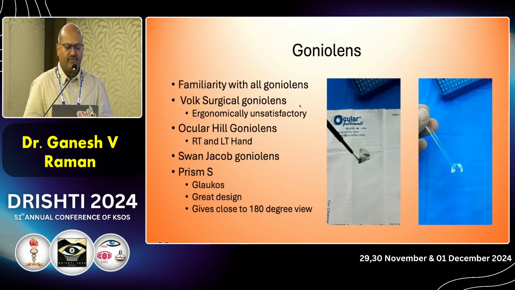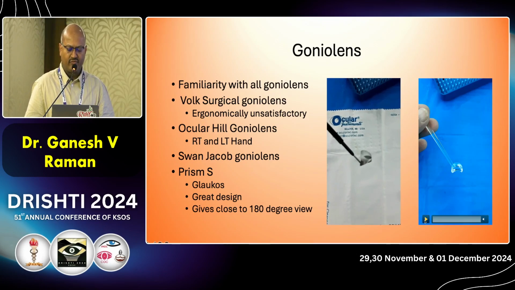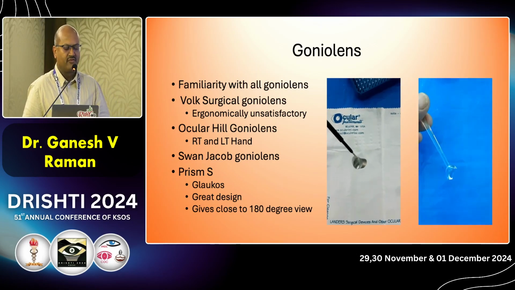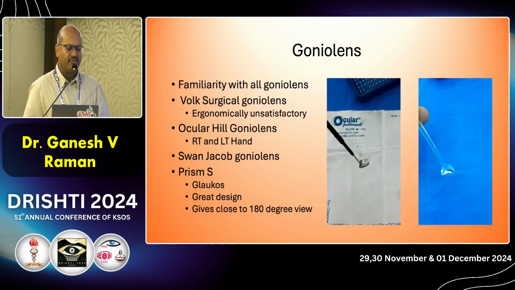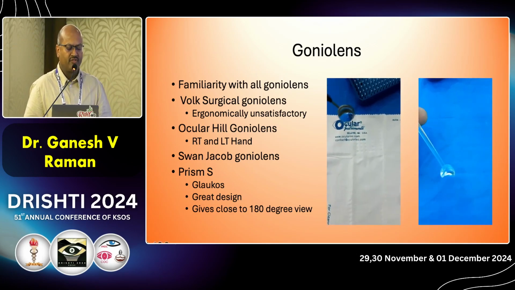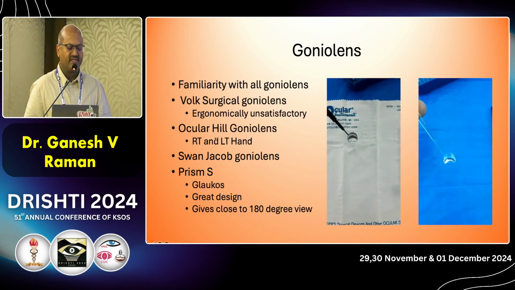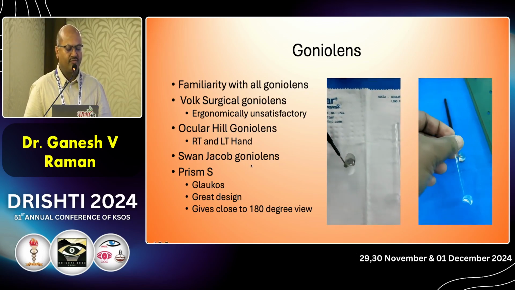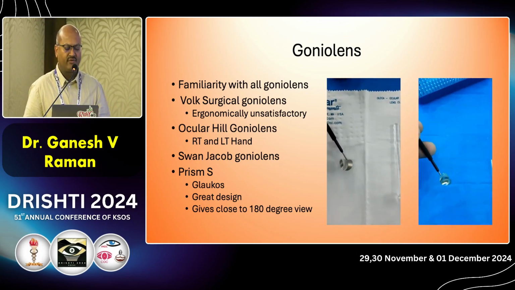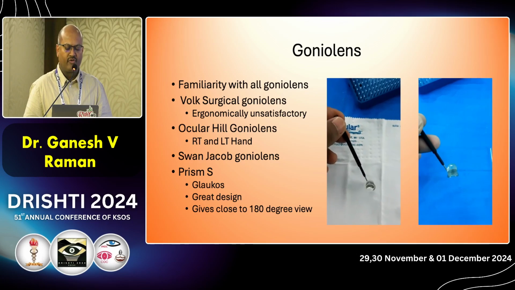And the most important thing is intraoperative gonioscopy. For that, you have to be familiar with the gonio lenses. There are numerous gonio lenses. Volk was the one which came out with surgical gonio lenses initially, that we're familiar with. But outside, you used to get the Ocular Hill gonio lens and then the Swan Jacob also. The Ocular company sells both the Hill gonio lens and the Swan Jacob. You could get any of them. They cost about 50,000 rupees each, and it takes about a month for you to procure it.